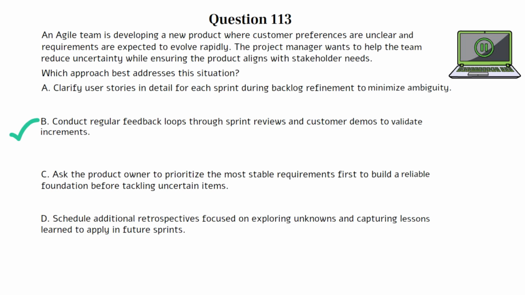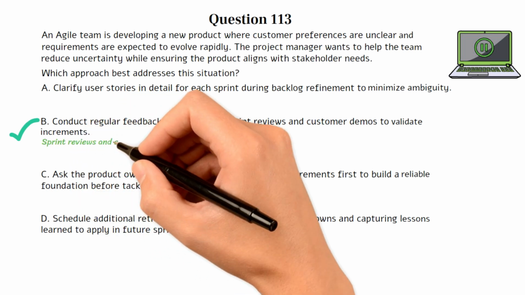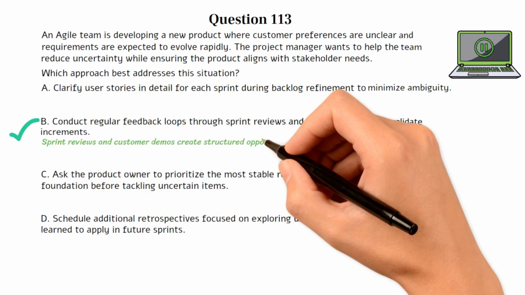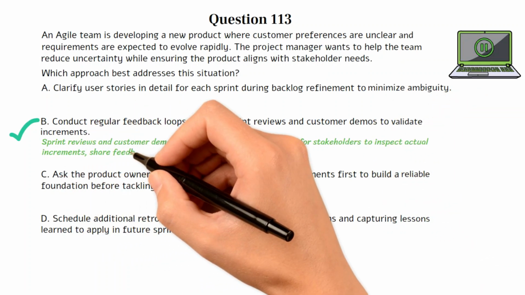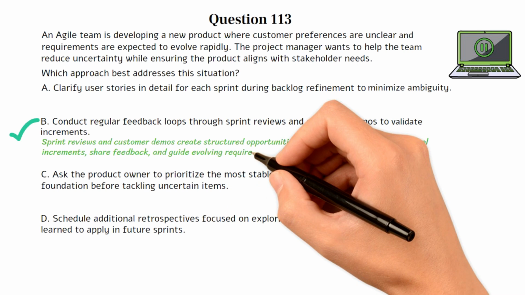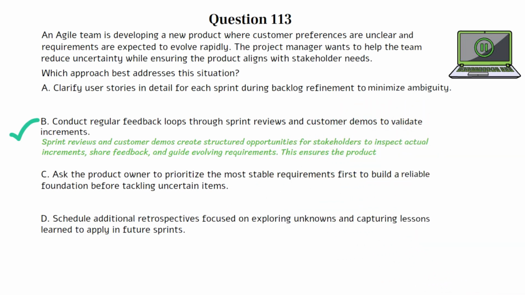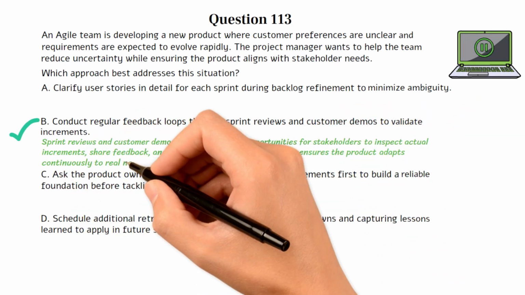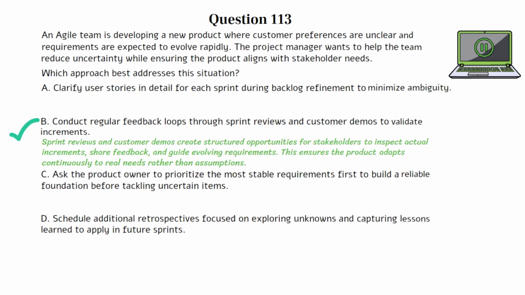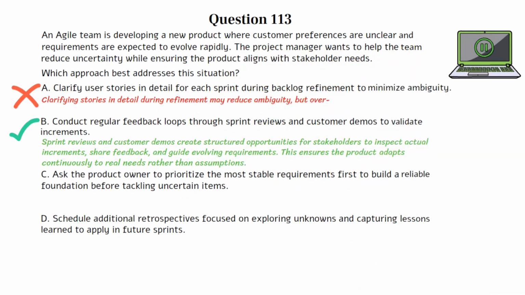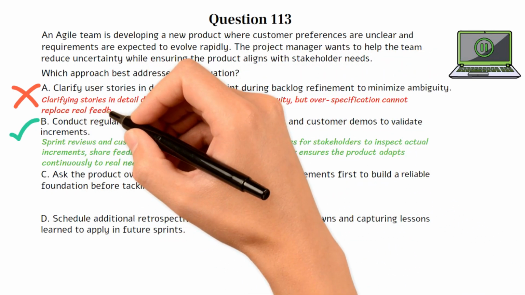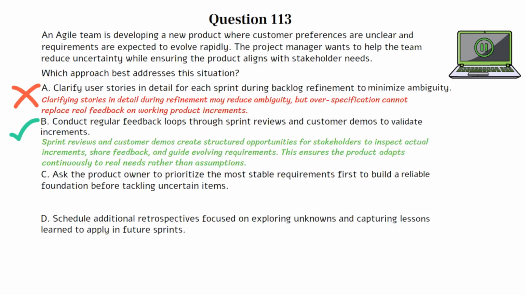Choice B is the best option because sprint reviews and customer demos create structured opportunities for stakeholders to inspect actual increments, share feedback, and guide evolving requirements. This ensures the product adapts continuously to real needs rather than assumptions. Choice A is incorrect. Clarifying stories in detail during refinement may reduce ambiguity, but over-specification cannot replace real feedback on working product increments. Choice C is incorrect.